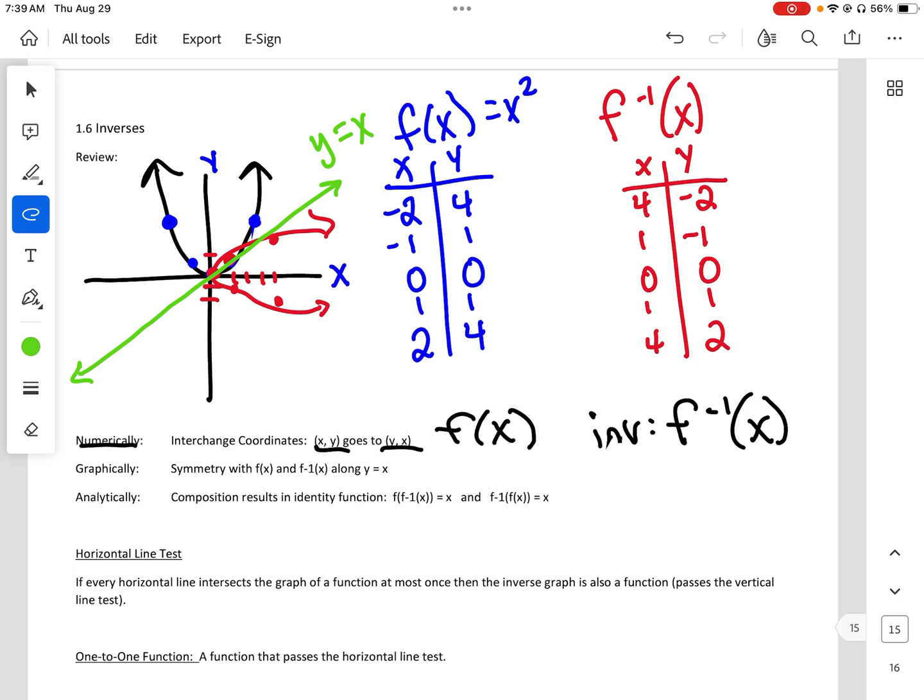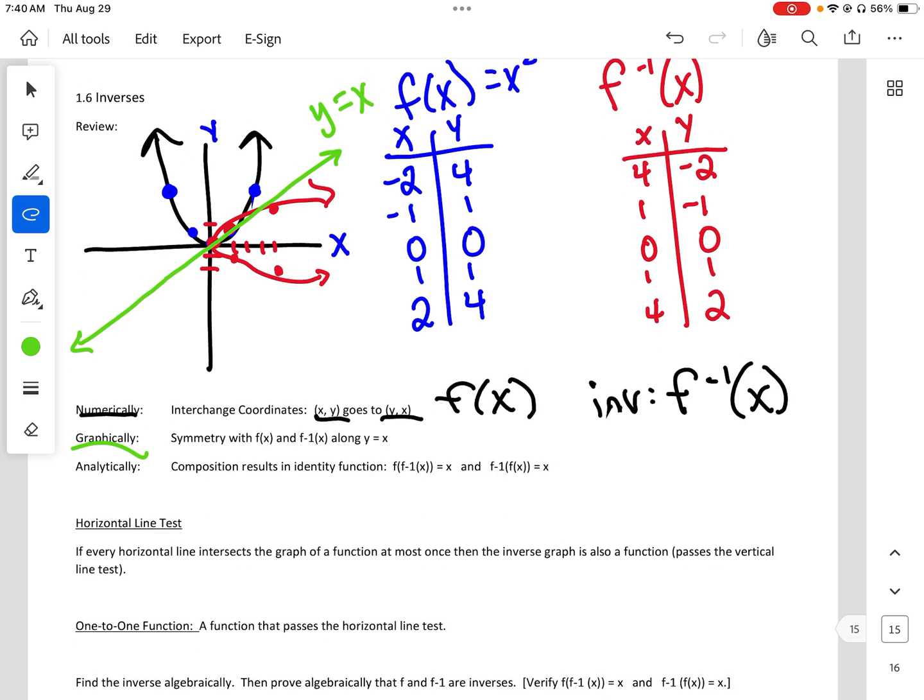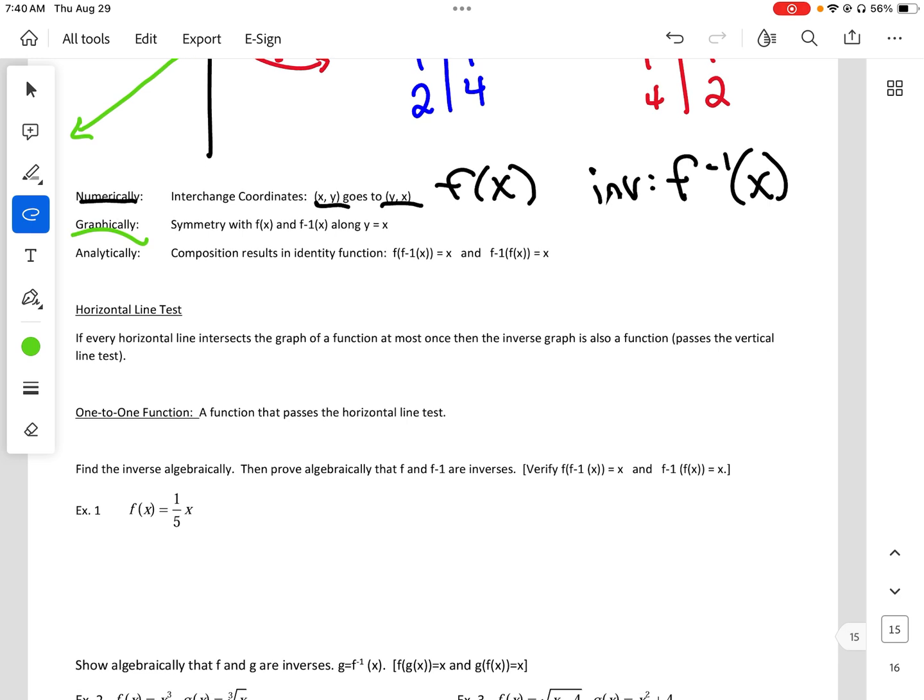Graphically, which is what we just talked about, there is symmetry of f of x and f -1 of x along y equals x. Analytically, it is the composition function and the identity function. We will look at that more as we go through. Okay, so let's look at the horizontal line test. We did the vertical line test whenever we talked about is it a function. Now we're doing the horizontal line test whenever we're figuring out if the inverse is a function.